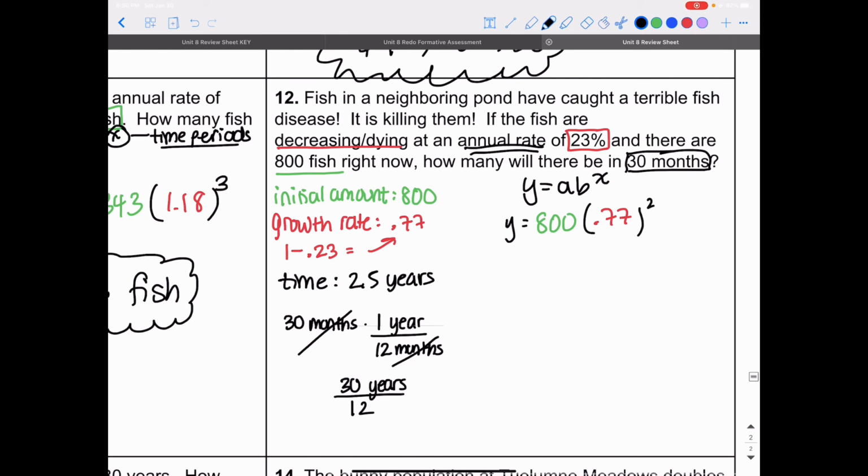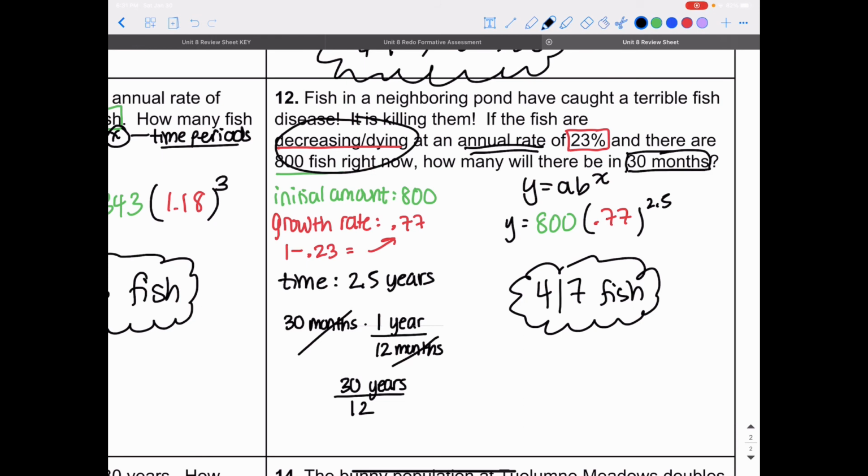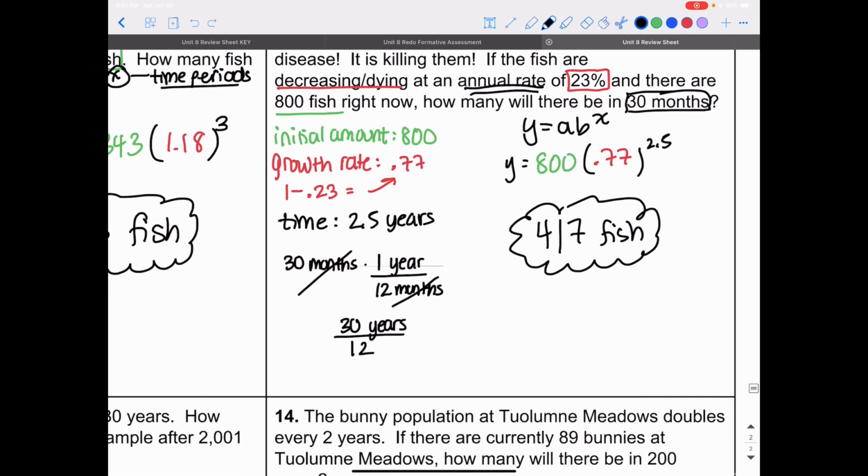So I'm putting 2.5 here, and I'm going to have 0.77 to the 2.5 power, and then I'm going to multiply that by 800, and I get 416.21. I round up to 417 fish because I'm decreasing here, so I'm actually losing fish. I can't lose a piece of a fish, so instead of rounding down in this case, I'm rounding up.